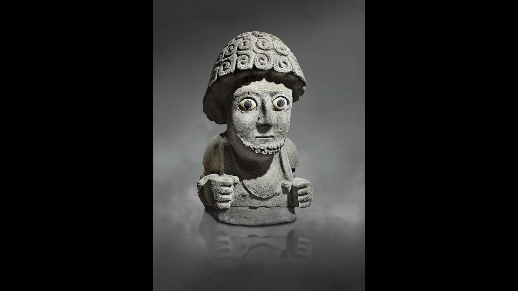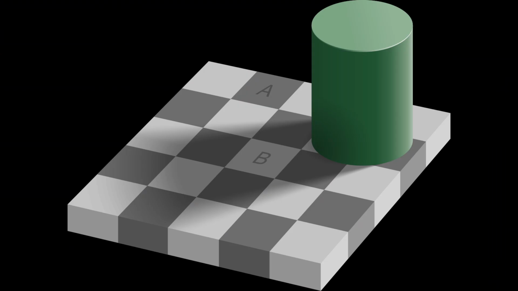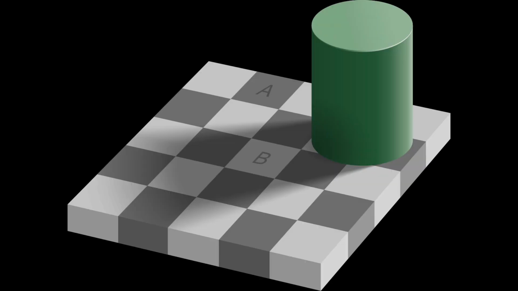The checker shadow illusion is a visual illusion created by MIT visual science professor Edward H. Adelson in 1995. It shows a checkerboard with a cylinder projecting a shadow onto part of the board. There is a clearly darker square outside the shadow labeled A, and a clearly lighter square inside the shadow labeled B. But if you connect the two squares, they're exactly the same color.